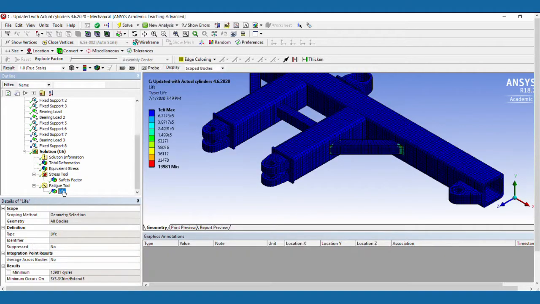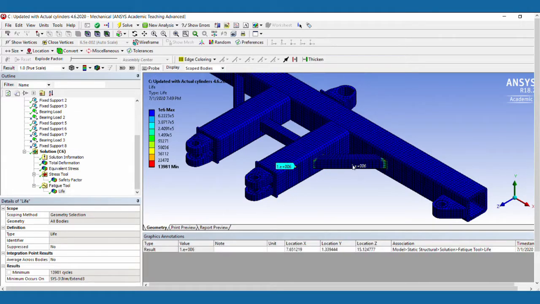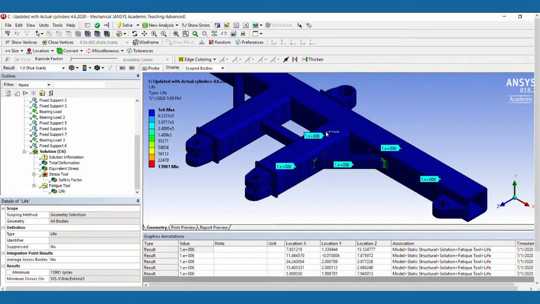Now, taking a look at the fatigue tool, you can see while probing that infinite life is experienced besides at those stress risers that we talked about earlier.